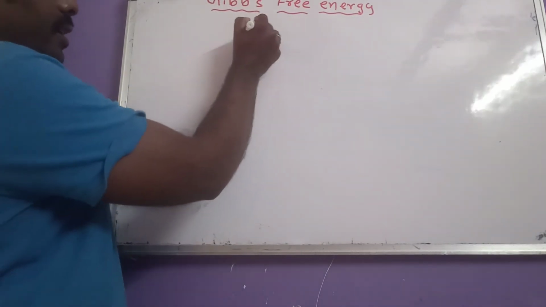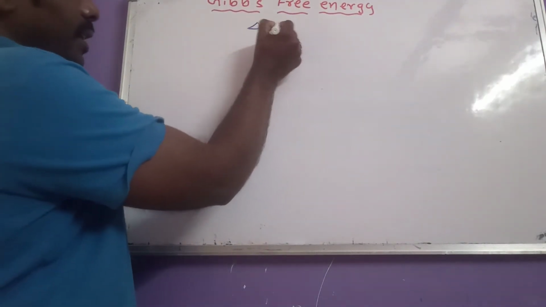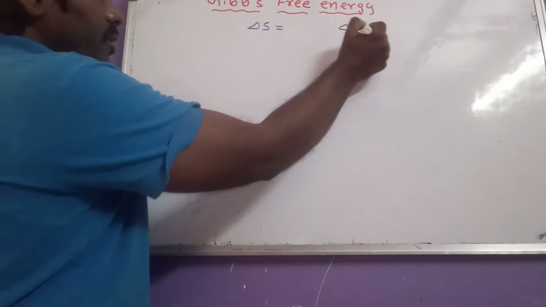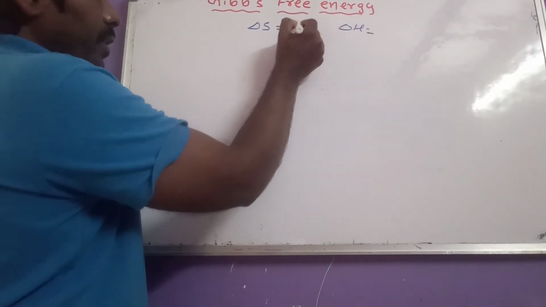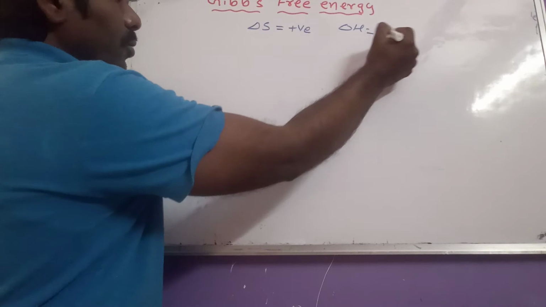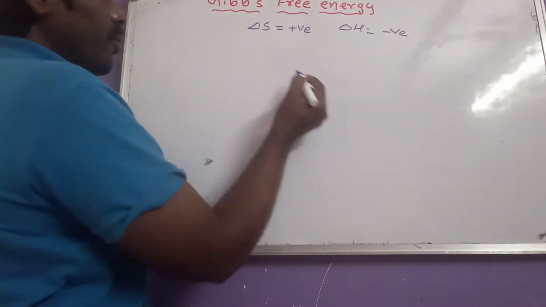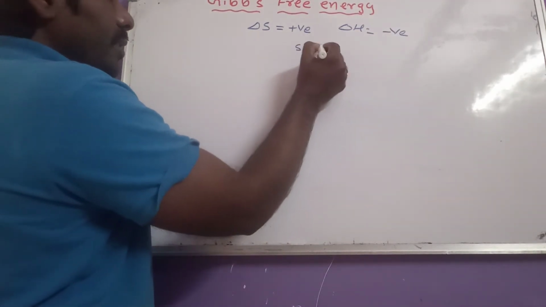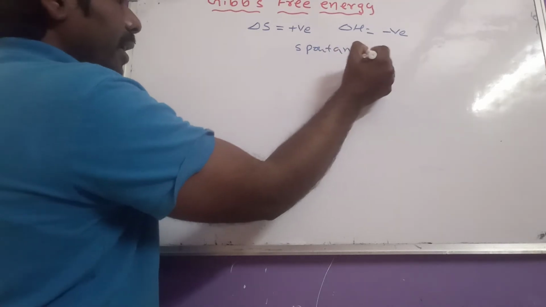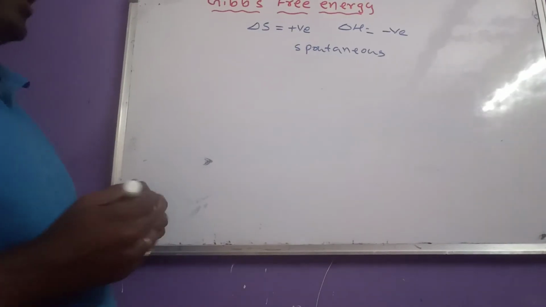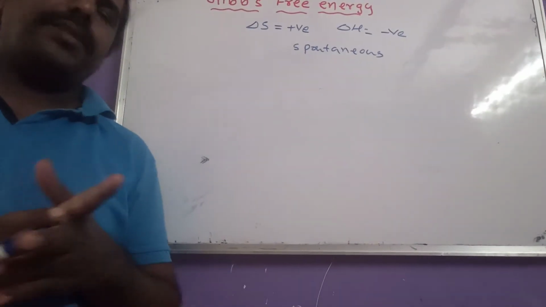See here. If you consider delta S and delta H values, if delta S is positive, delta H is negative, the reaction is said to be spontaneous.